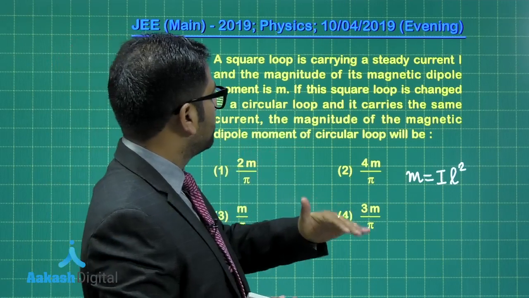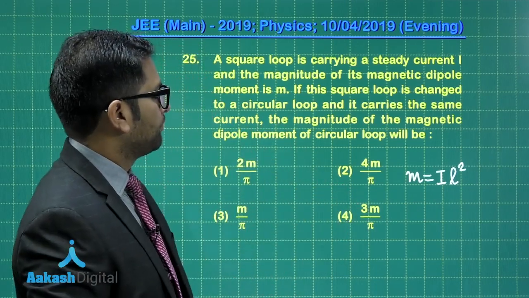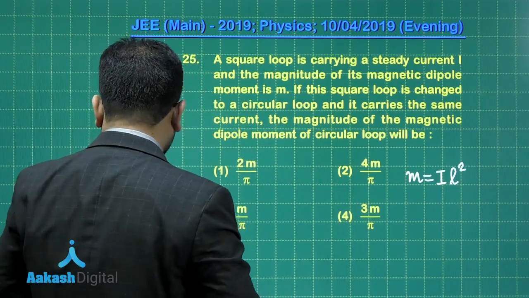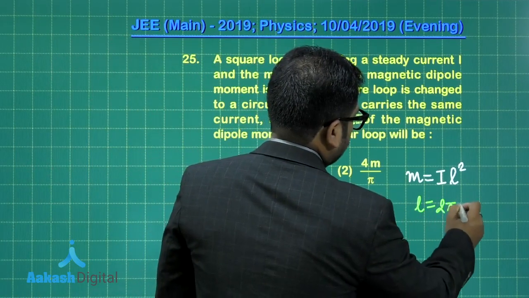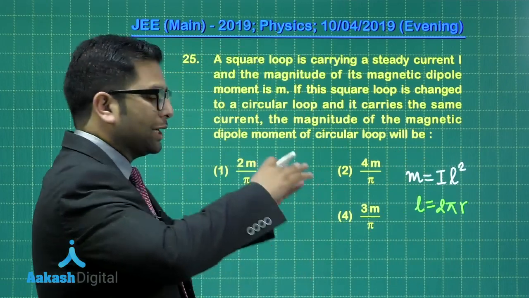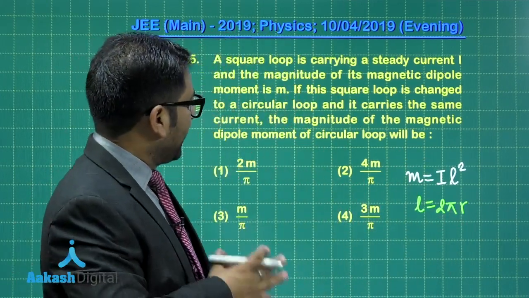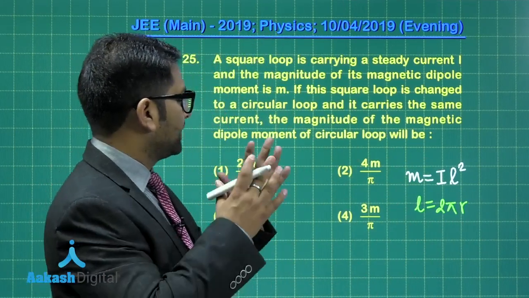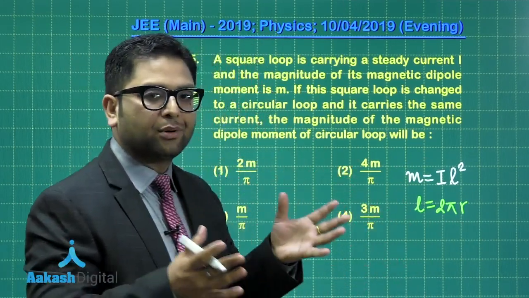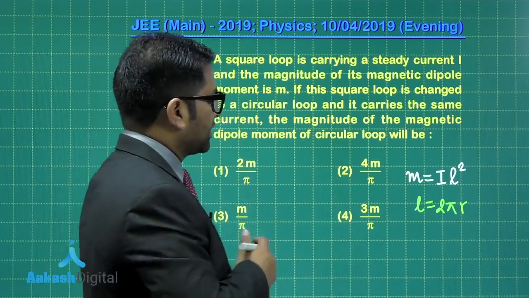If the square loop is changed to a circular loop, all right, so when it changes to a circular loop, quite obviously, the related equation is L equals 2 pi R. The perimeter has to be the same, right? And it says it carries the same current. We need to calculate the magnitude of the dipole moment of the circular loop.